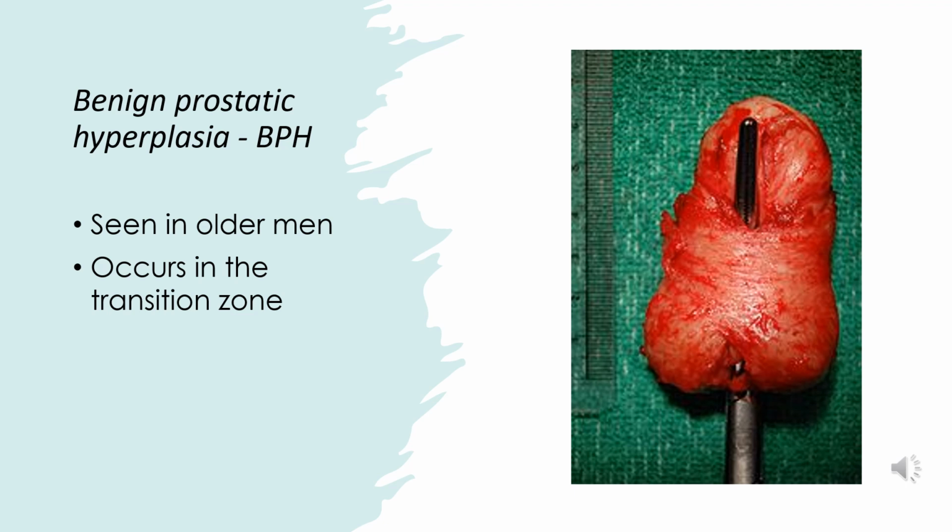Clinically, benign prostatic hyperplasia presents as an increased frequency of urination, an urgency of urination, difficulty in starting and stopping of urination, and also a sense of incomplete emptying of the urinary bladder. So the four cardinal symptoms of BPH: one is an increased frequency of urination, urgency of urination, difficulty in starting and stopping the flow of urine, and also a sense of incomplete emptying of the urinary bladder.